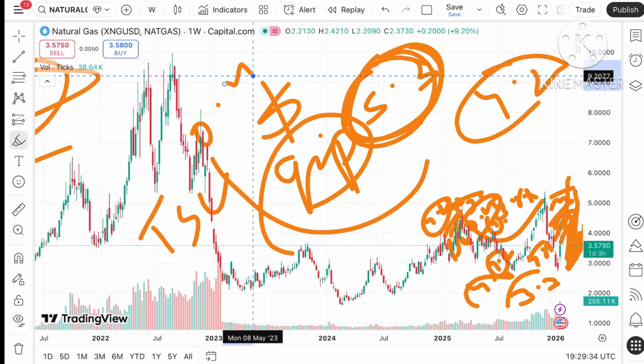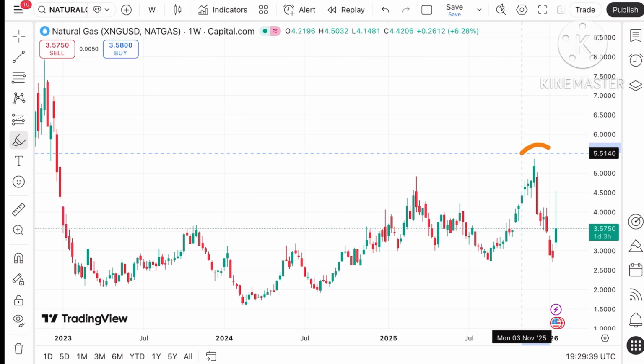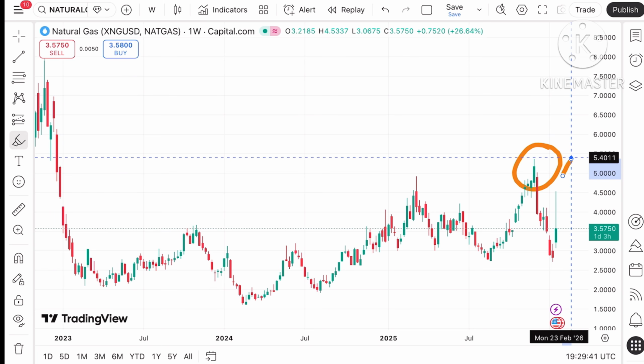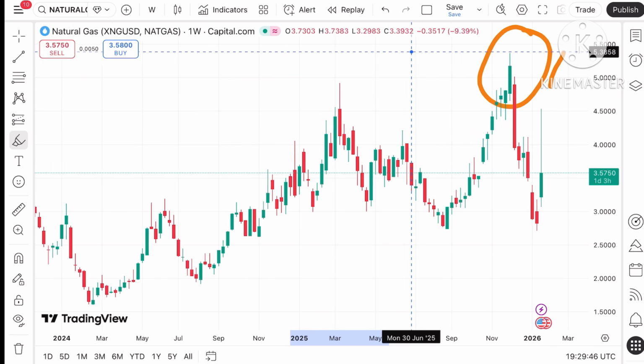Trail your SL by 0.25, so at least you'll capture the upside movement. Okay, and if that sustains, we can see it can move towards 5.5 to a level of $6 also. So keep trailing your SL by 0.25.